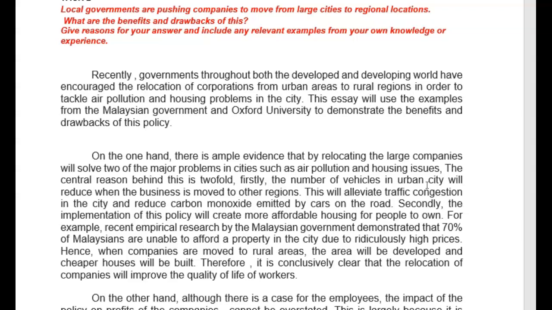For example, recent empirical research by the Malaysian government demonstrated that 70% of Malaysians are unable to afford a property in the city due to ridiculously high prices. It's a little informal, so careful with this word ridiculously. You could have just said extremely. Hence, when companies are moved to rural areas, the area will be developed and cheaper houses will be built. Therefore, it is conclusively clear that the relocation of companies will improve the quality of life of workers.